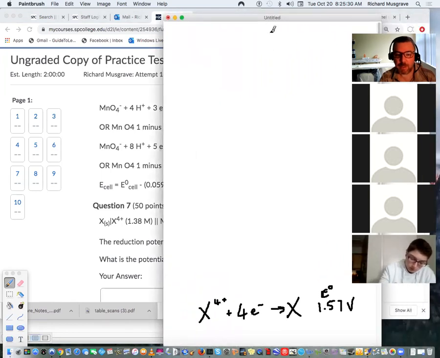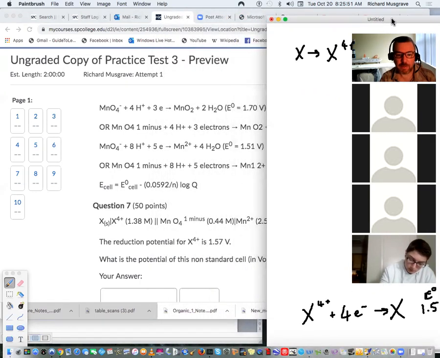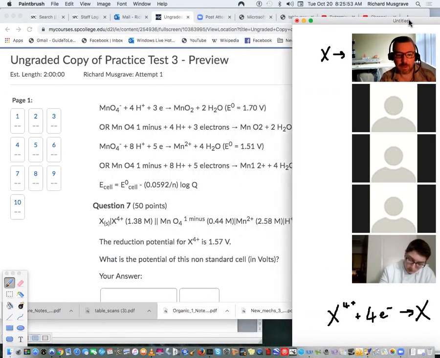And that ends up being flipped. So then it becomes X gives X4 plus plus 4 electrons. And then we've got our other reaction. We just have to pick out of those two that are given.